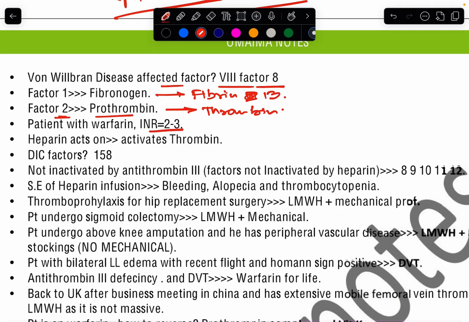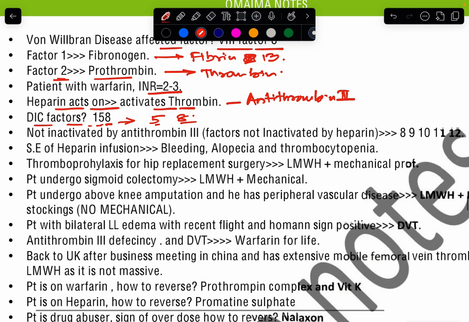Patient on warfarin, INR should be 2 to 3. Heparin acts on thrombin. Actually it is antithrombin 3. In DIC, the factors consumed are 5 and 8. These are the maximally consumed factors, not inactivated by antithrombin 3. Heparin combines with antithrombin 3 to stop the coagulation.